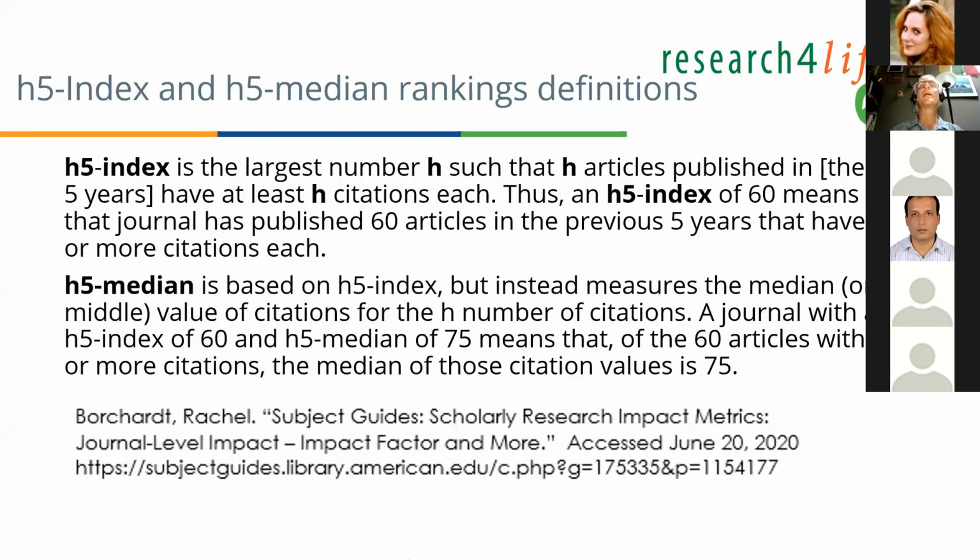The best way for me to explain this is, if you have an H5 index of 60, it means that journal has published 60 articles in the previous 5 years that have 60 or more citations each. H5 median is based on this index, but it's the middle score. So a journal with an H5 index of 65 may have an H5 median of 75, which means of the 60 articles with 60 or more citations, the middle score is 75.